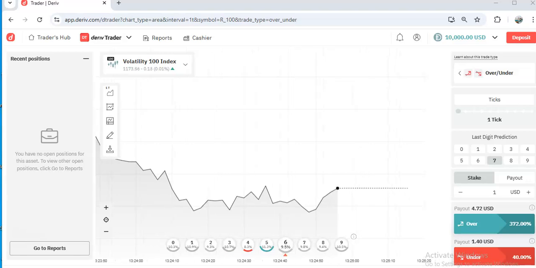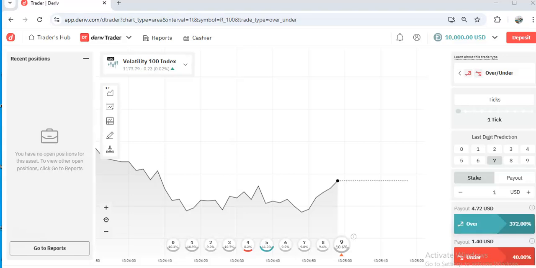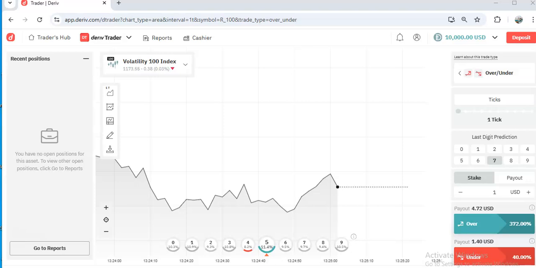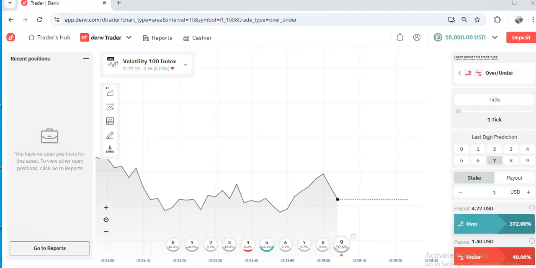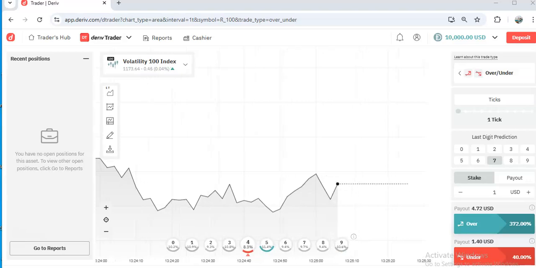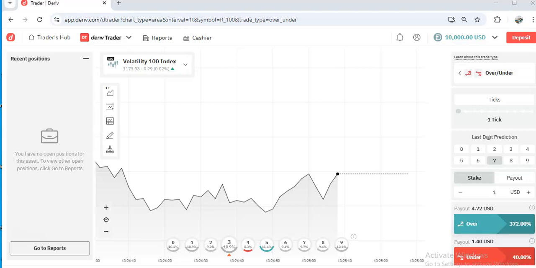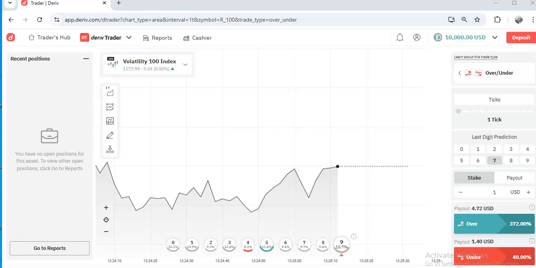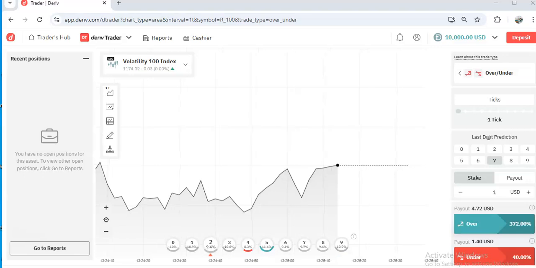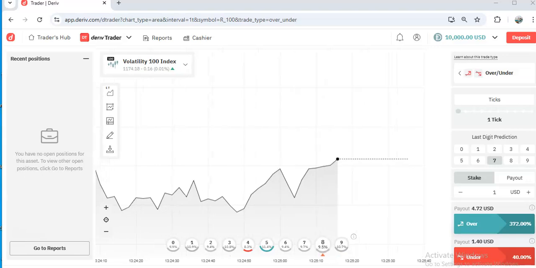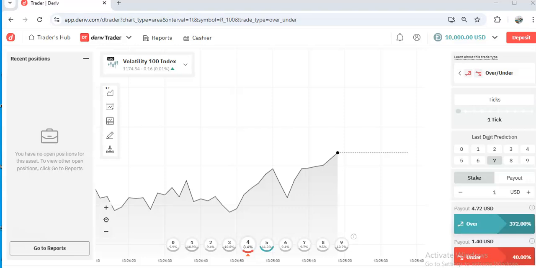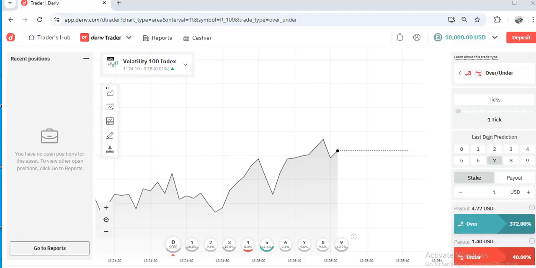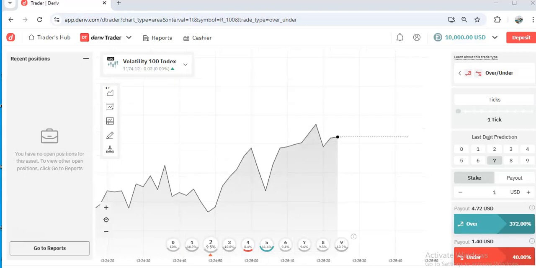So the strategy is about under 6. This strategy goes like this. For under 6, we are going to concentrate on 2 digits: the digit with the most appearing percentage, which is a green bar, and the digit with the least appearing, which is a red bar. So for this strategy under 6, the green bar has to be on 8 and the red bar has to be on 2.